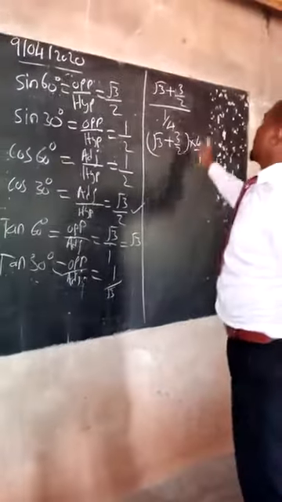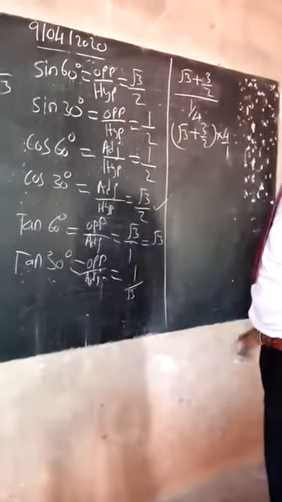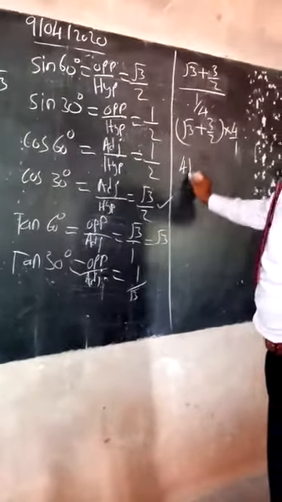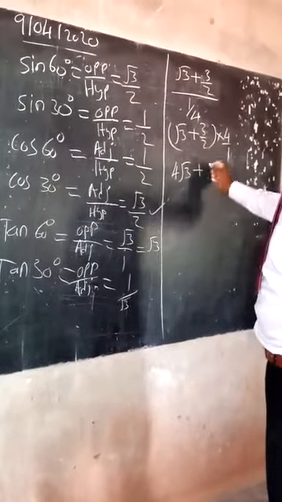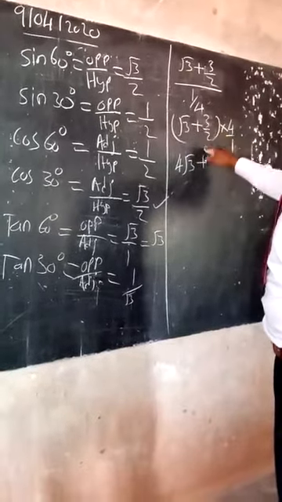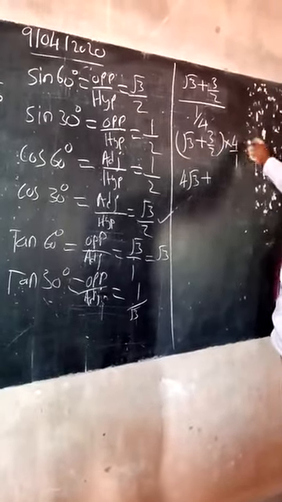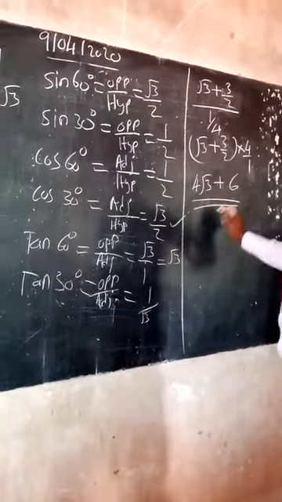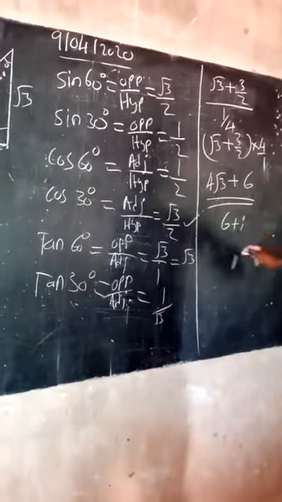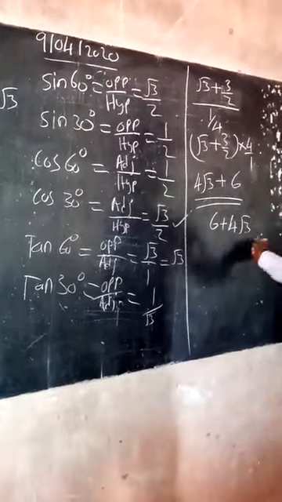So this time, 4 times root 3. It will be 4 root 3 plus 3 over 2 times 4. By 2, 1, by 2, 2. Then 3 times 2 will be 6. And that should be the answer: 6 plus 4 root 3. So you can see it's a simple way.